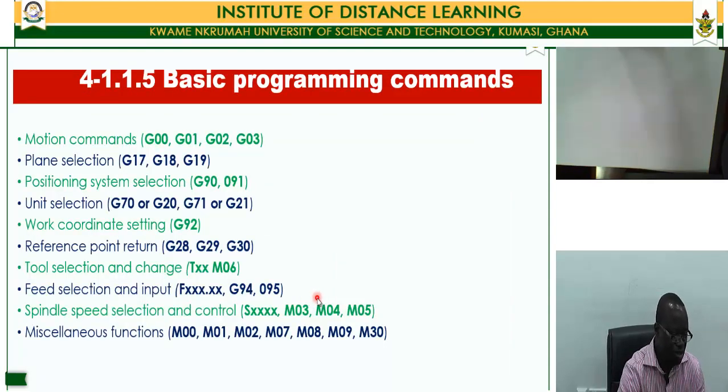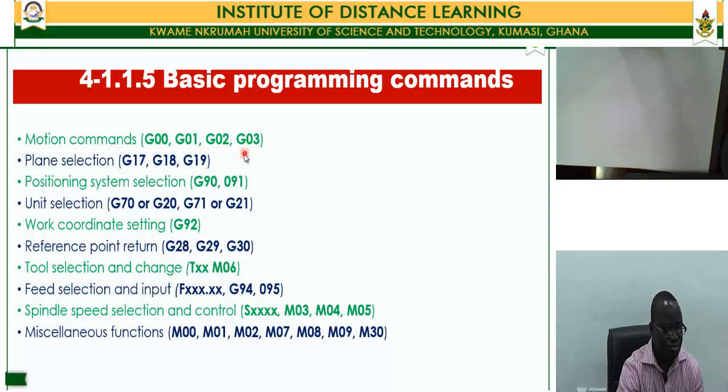And advanced programming features, the fifth one, which we will just briefly do an excursion into. But we are going to cover the first four: the basic programming commands, compensation offset, fixed cycles, and macro and subroutine programs. These are the first four that we're going to cover.